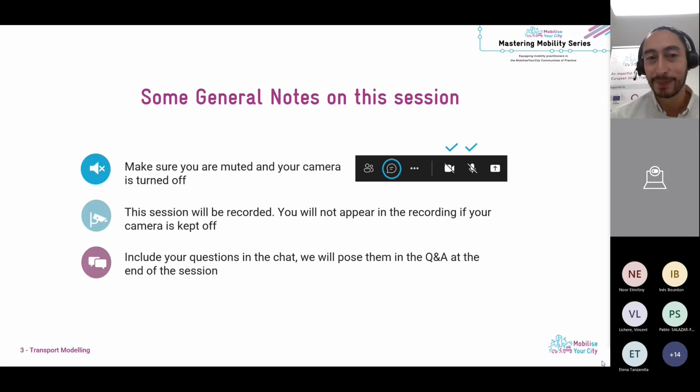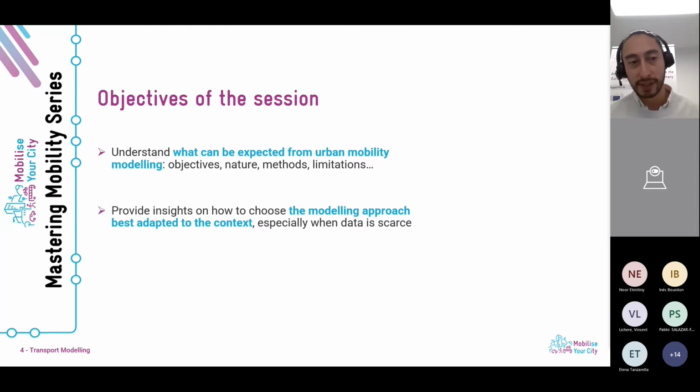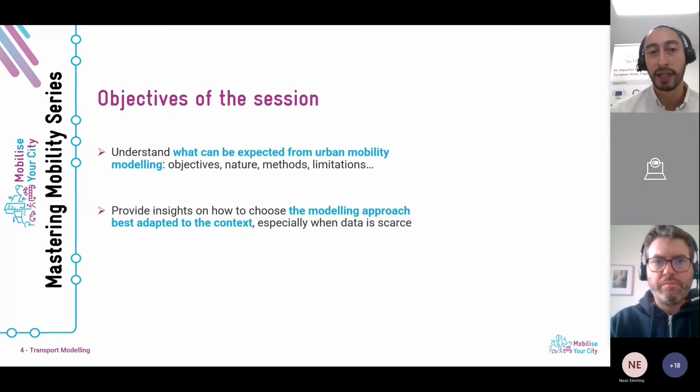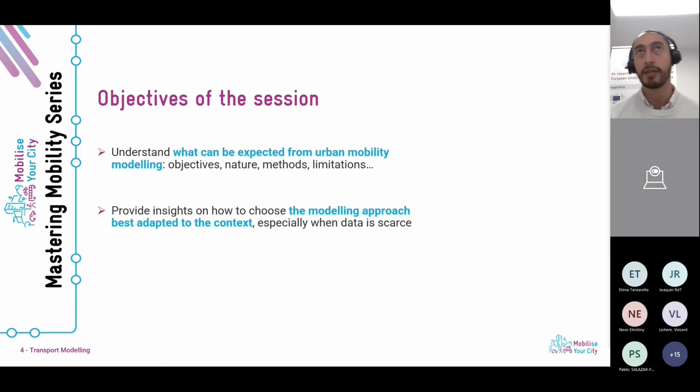As I was saying, this is a training session, part of our Mastering Mobility series that is focusing on the Sustainable Urban Mobility Plan cycle. The objectives of this session are mainly two. First, understand what can be expected from urban mobility modeling, its objectives, nature, methods, and limitations, all framed in sustainable urban mobility planning. And then also provide insights on how to choose the modeling approach best adapted to the context, especially when data is scarce. This is a challenge that we face constantly in cities that are medium-sized and also have challenges to collect all this data, and maybe they don't have the resources.